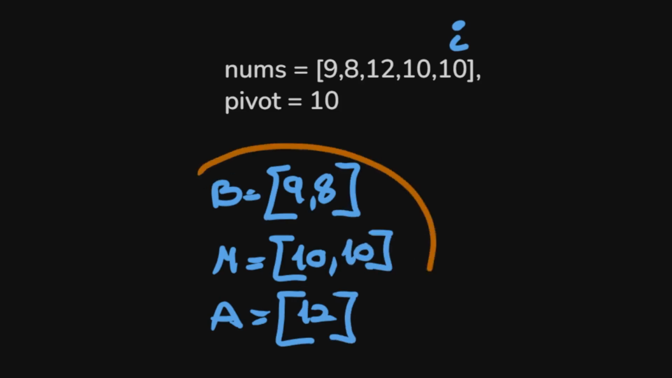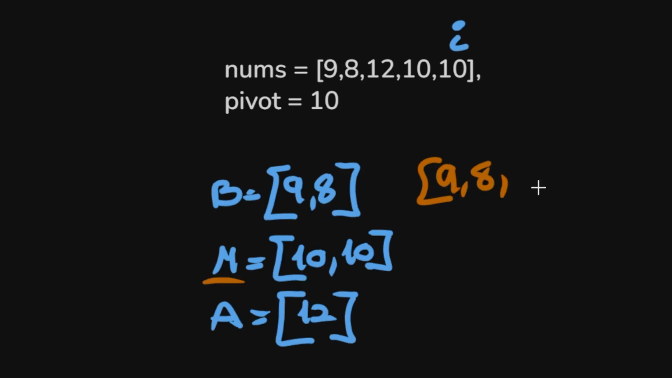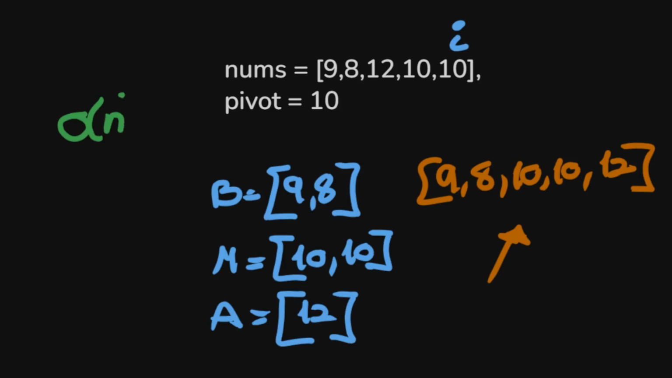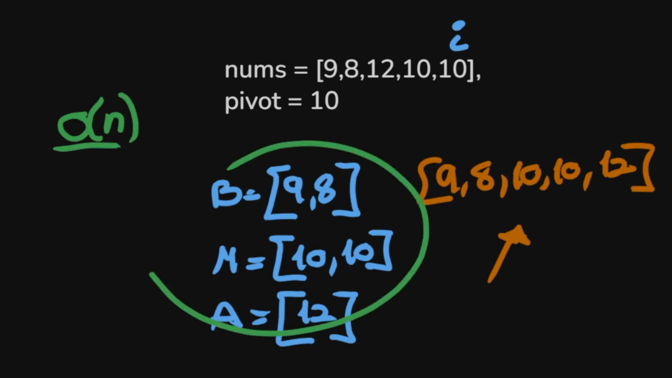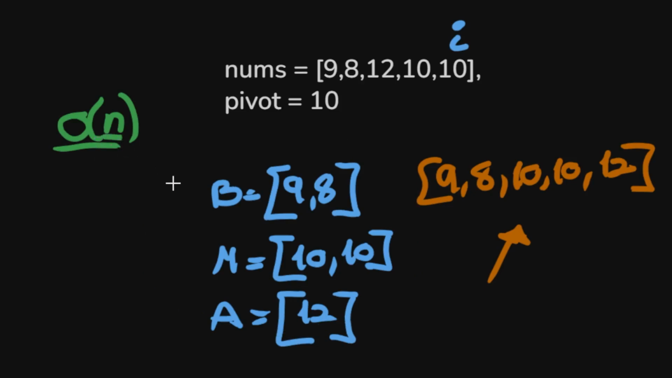And now we can concatenate these three arrays. So we build an array with before first, so we have 9, 8, then we have mid, 10 and 10, and then we have after. This is the final result. Here we are iterating n numbers, so overall time complexity is big O of n, and space complexity is also big O of n because we need space for n numbers. So with this in mind, now let's go with the code.